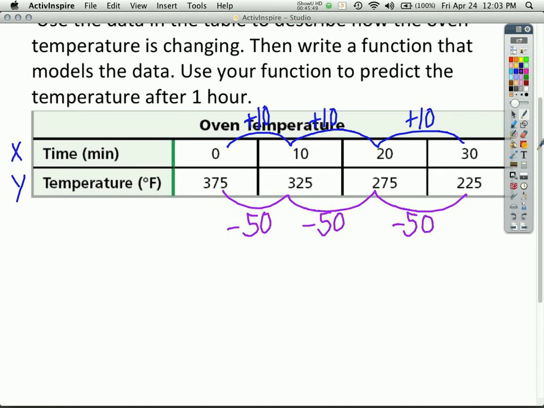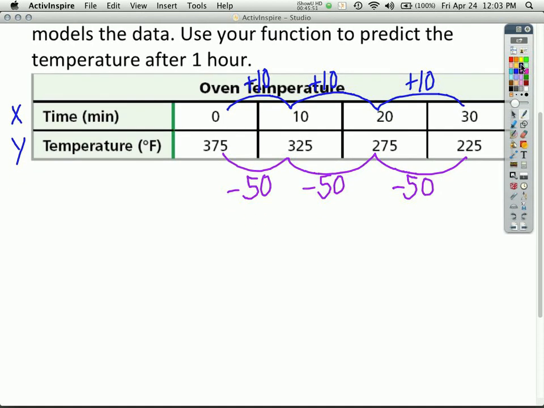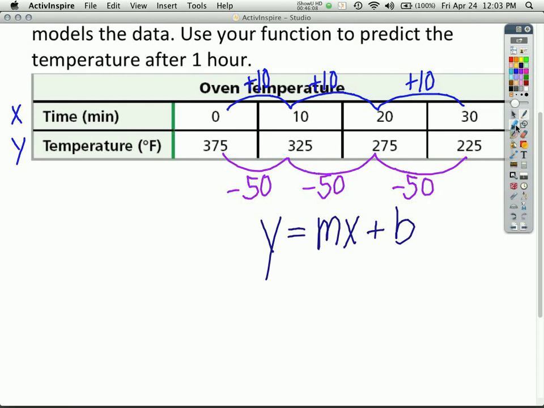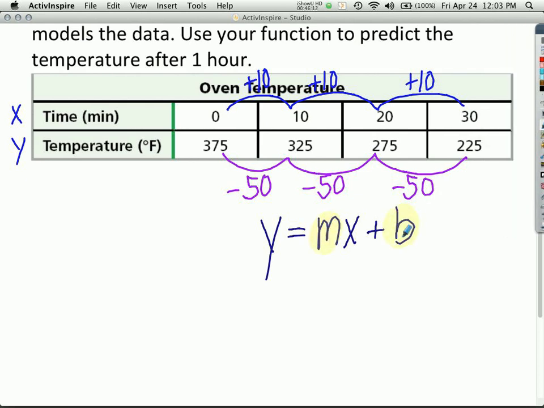So now look at your cheat sheet if you need to, where I don't think you really need to. But look at your cheat sheet if you do need to, and you see that the model that's linear is y equals mx plus b, slope-intercept form. To write a function for a scenario, x and y stay, and you replace the other letters with the appropriate numbers. So we have to find m, and we have to find b.